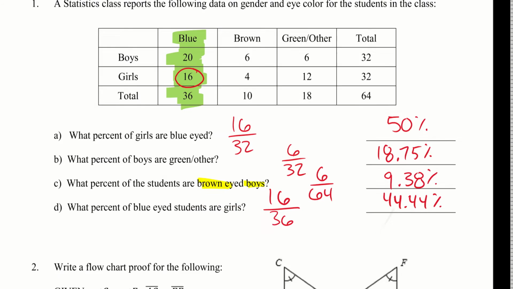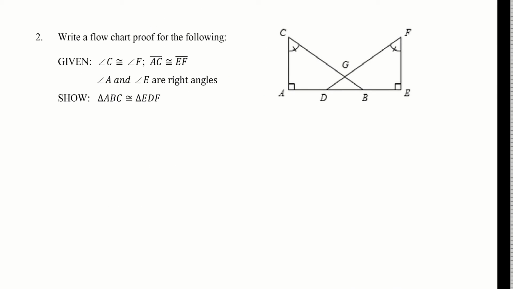All right, let's move on to question 2. It asks for a flowchart proof. There's a couple of things that are given. When I see, for example, that I'm given congruence of things, I don't need to do anything to establish that congruence. That's done. This is a little different, right? I'm told that these angles are a certain kind of angle. I'm told that they are right angles.